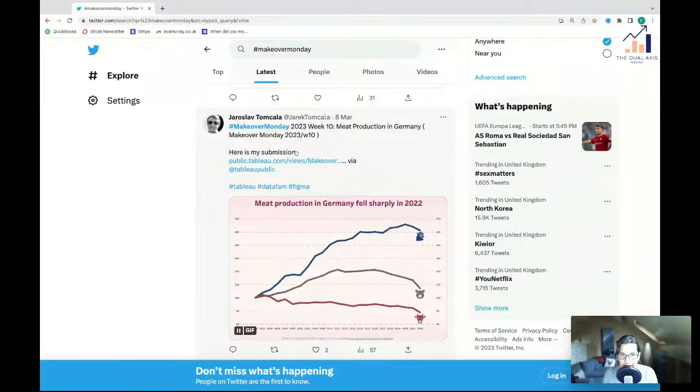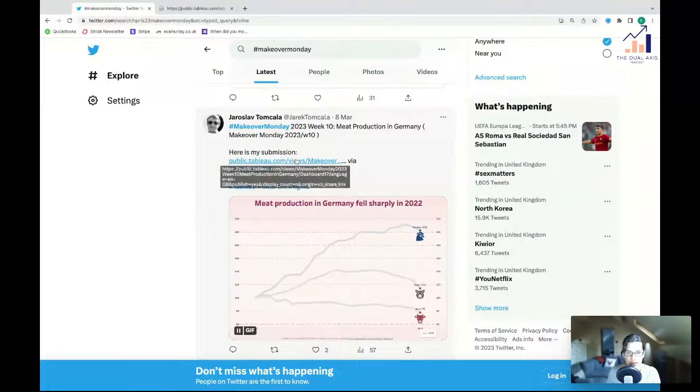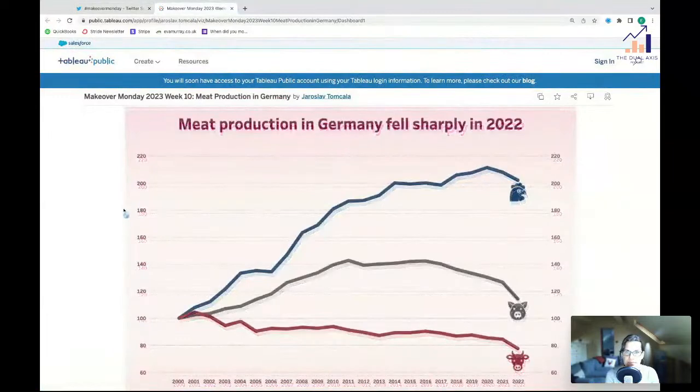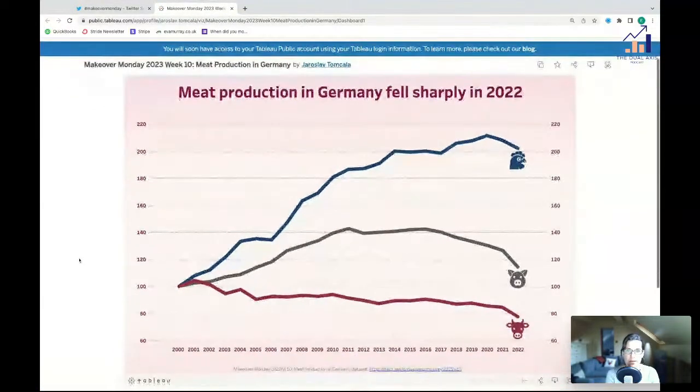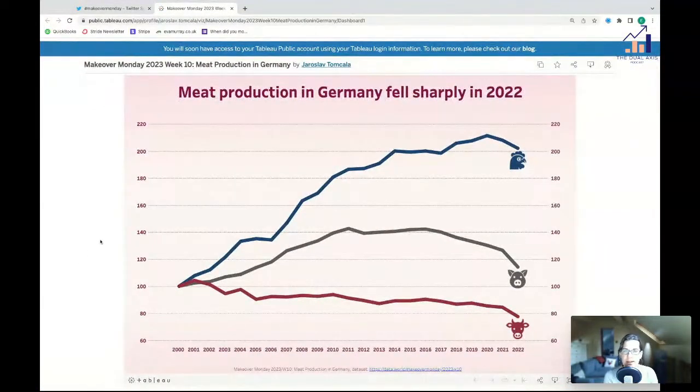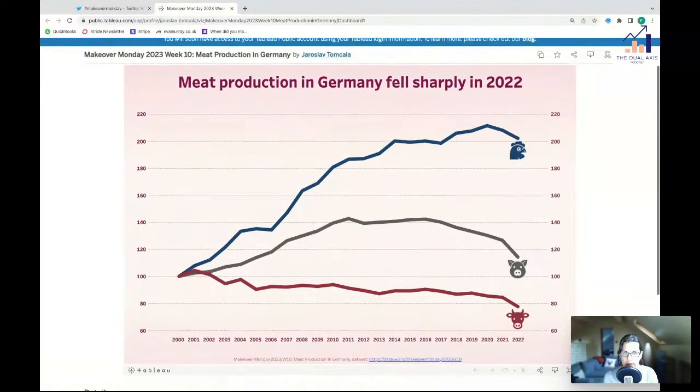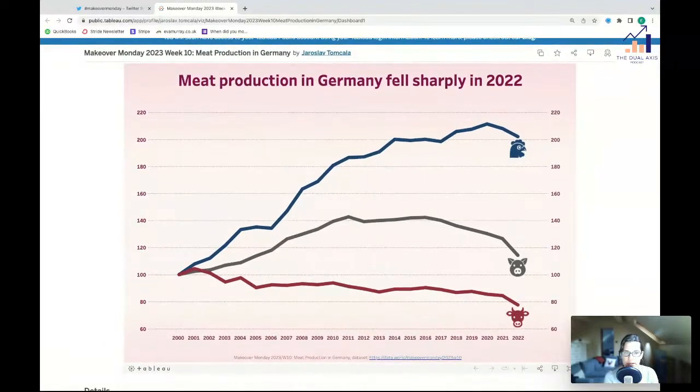Okay, then we have Yaroslav. Let's check out his viz. Meat production. Oh, it reminds me a bit of Valentine's Day because it's kind of pinky. Meat production in Germany fell sharply in 2022. Okay, I can kind of see that. What else do you want me to take away from this viz?